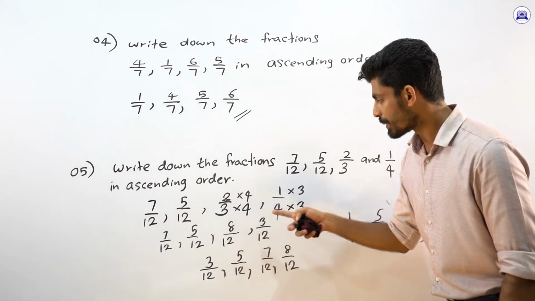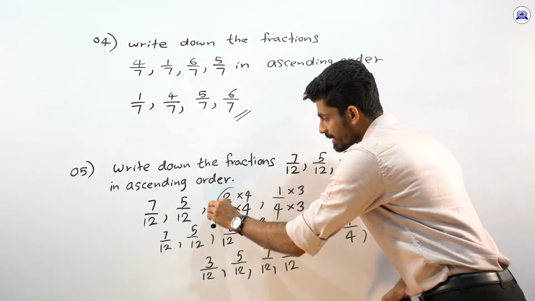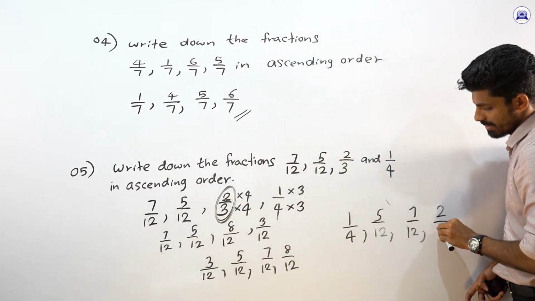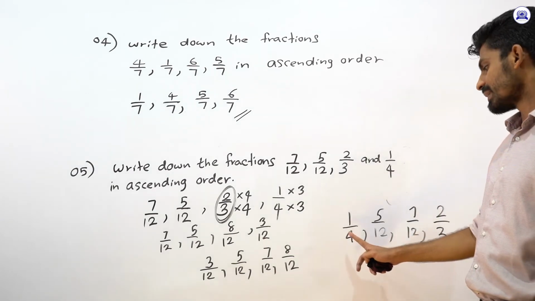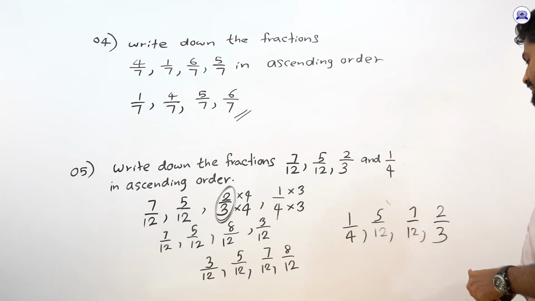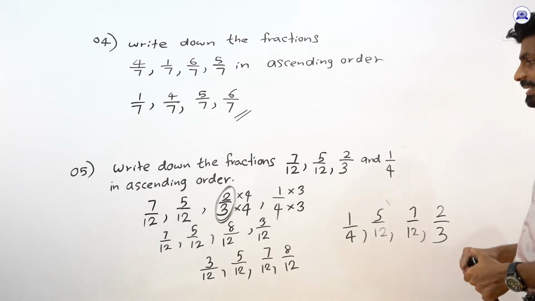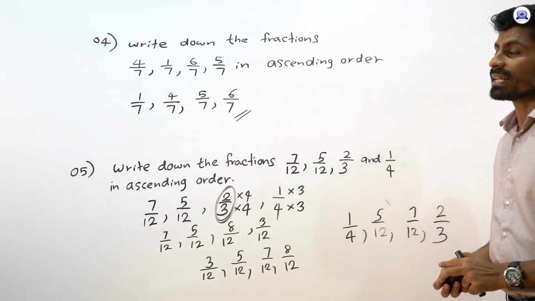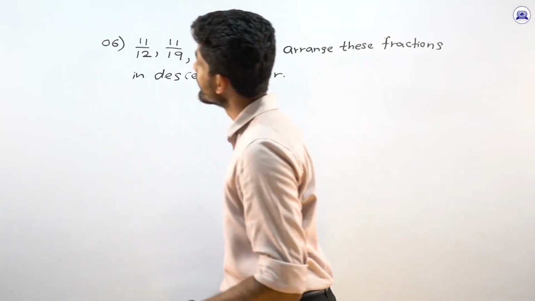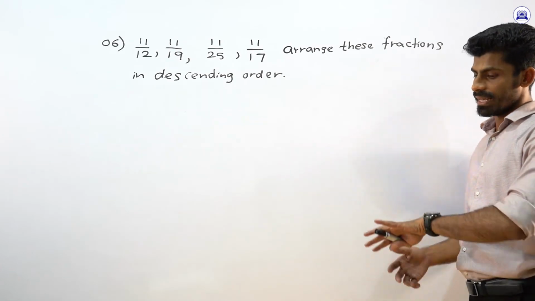Then 8/12. What is the fraction? 2/3. Right? So this one is the smallest one, and this one is the largest one. Yes, I think that part is very clear for you. Let's move to question number 6. Now, my question number 6.